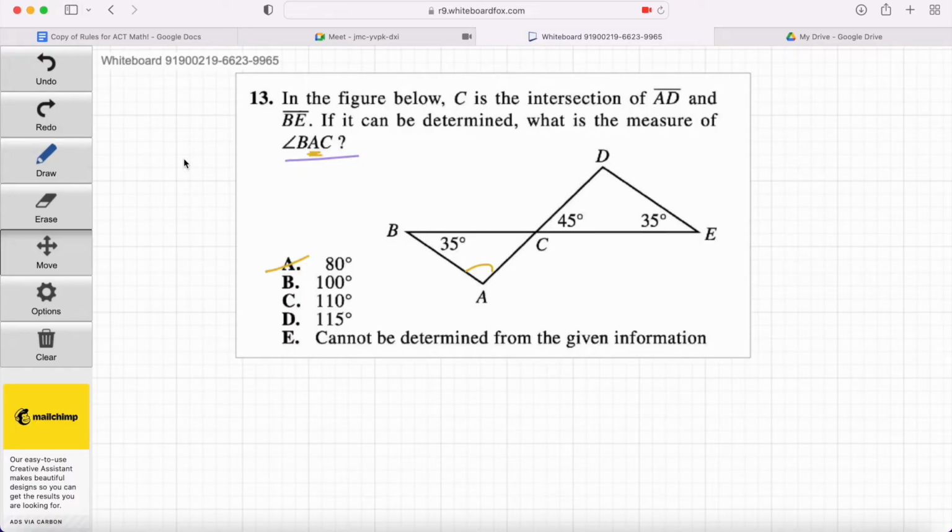I would be very suspicious of answer choice E. I have seen that on a question or two on the ACT where they don't give you enough information, but most of the time they do. So if I'm guessing, I would guess between B, C, and D here, because those are all close together. It's going to be tough to tell. They're all pretty reasonable. It's bigger than 90. If you were going to guess, which one would you guess? I'm just curious.